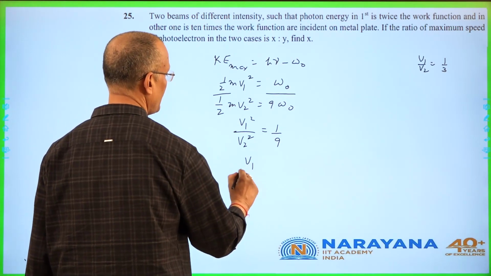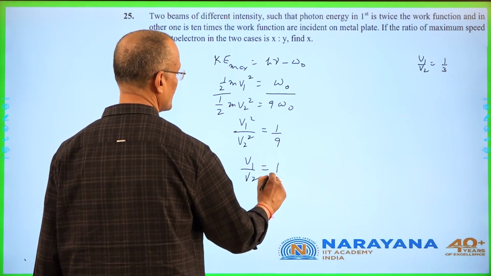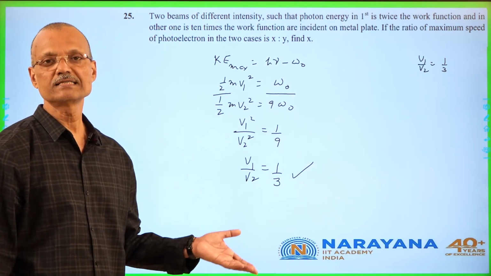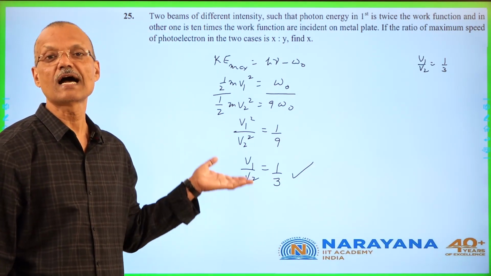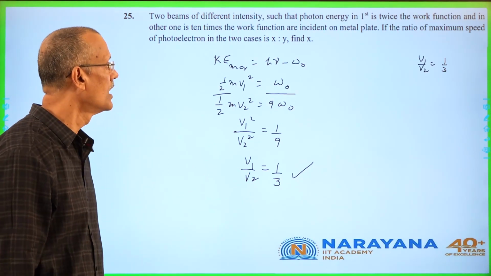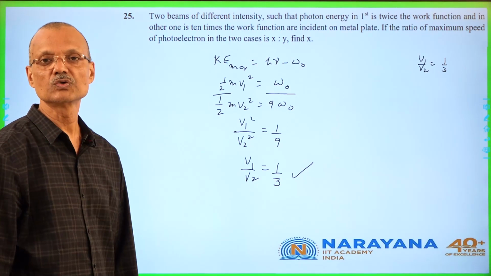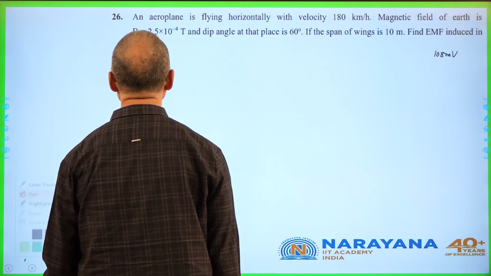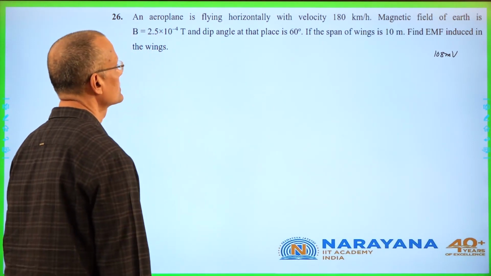So v1 by v2 will become 1 by 3. Simple. Einsteinian photoelectric equation, directly you are using 2 times and you are getting the answer. Answer is 1:3. Let us move now to next question, number 26.